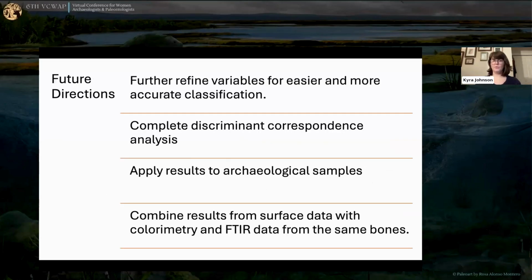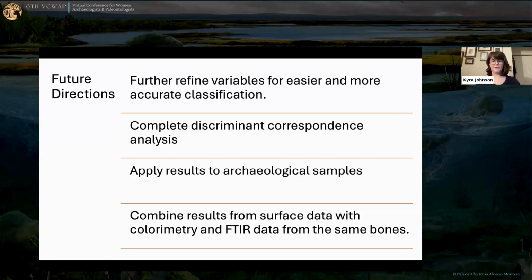In the future, I really hope to refine these variables for easier and more accurate classification. Some of the variables that I used for this study had a lot of different subcategories that I was using to classify, and I think that overcomplicated some of the readings. In addition, I hope to complete some discriminant correspondence analysis to help identify whether there are variables varying together rather than just looking at the variation individually.